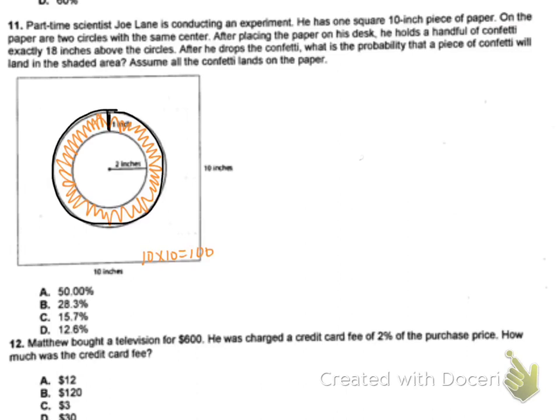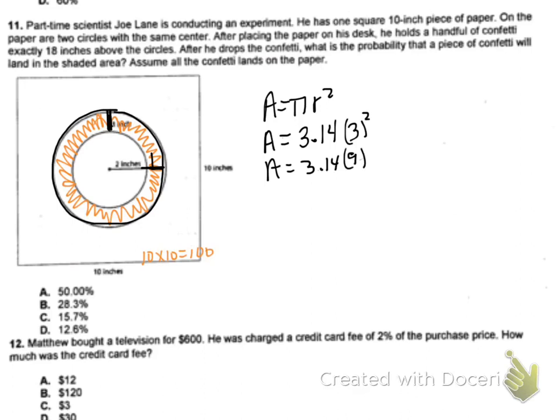Now, if this part is 1 inch, that means that this part is 1 inch here, and 2 plus 1 is 3, so the radius is 3. So what I have is area equals pi r squared. Area equals 3.14 times 3 squared, because again, 2 plus 1 is 3, right? So A equals 3.14 times 9. Go ahead and multiply that out. Now you get 28 and 26 hundredths.